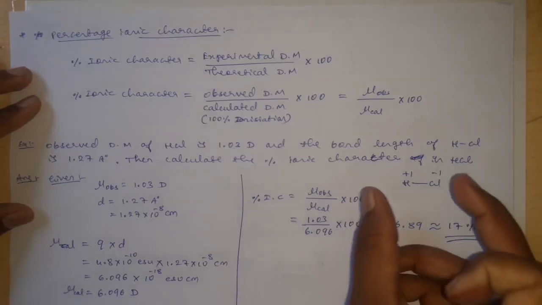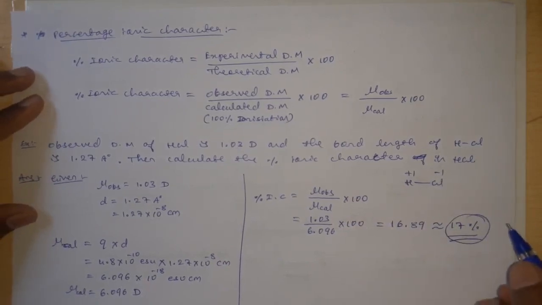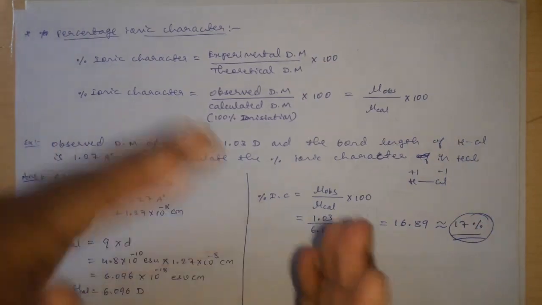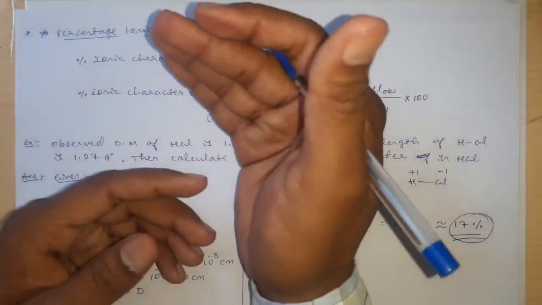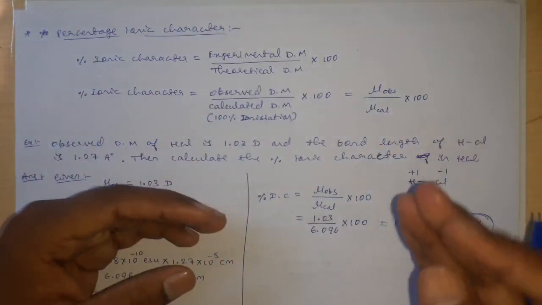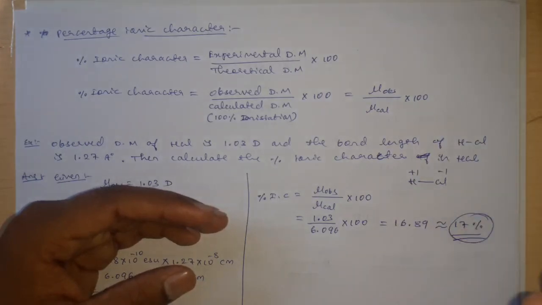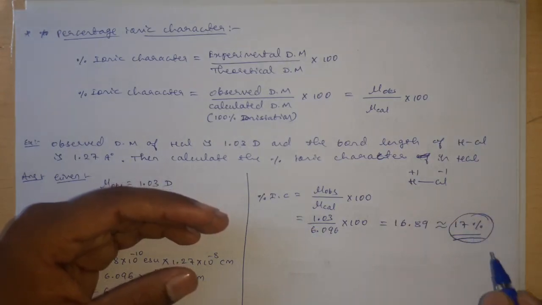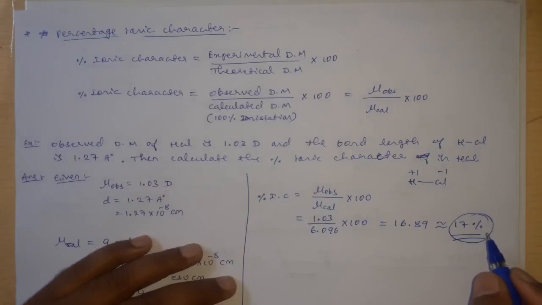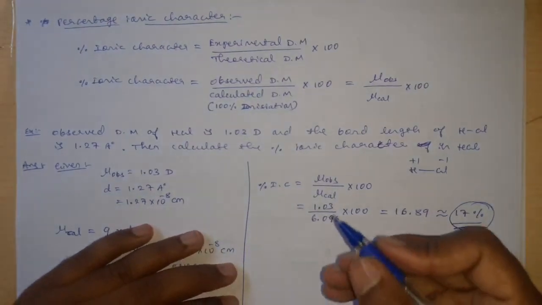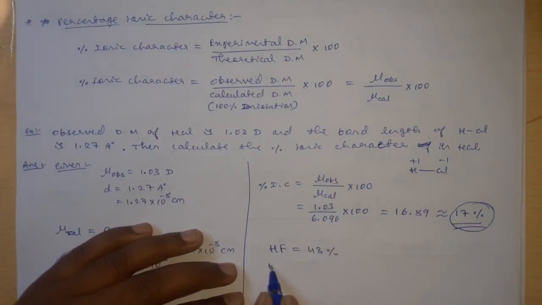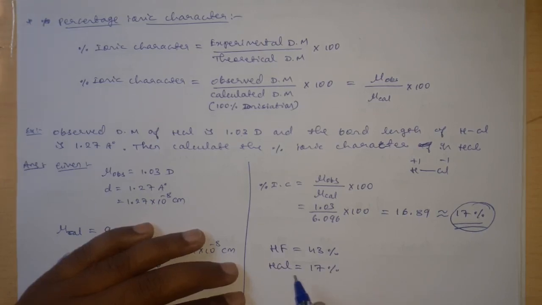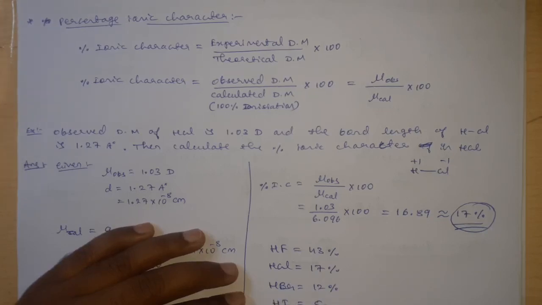What does it show? In a molecule of HCl, 17% ionic character is there and the rest is covalent character. While studying covalent compounds, we studied that HCl is purely covalent, but using the dipole moment concept, we can say there is some ionic character present in every covalent compound. This HCl molecule has 17% ionic character. Like this we can calculate the percentage ionic character for almost all the hydrogen halides. For example, for HF the percentage ionic character is 43%, for HCl it is 17%, for HBr it is 12%, and for HI it is 5%.